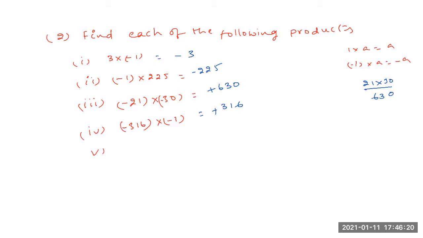Next, fifth one. Minus 15 into 0 into minus 18. As usual, we know that 0 into anything is 0. That's why minus 15 into 0 becomes 0, into minus 18. 0 into anything is 0, that's why the answer is 0. That's it.